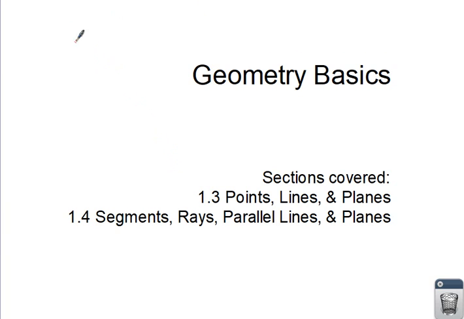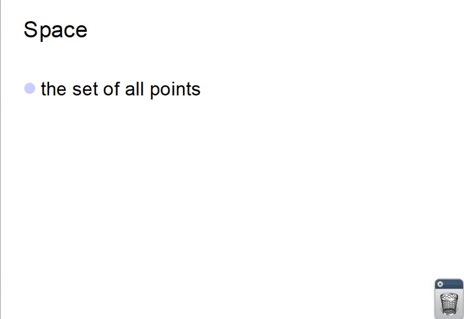All right, let's go ahead and get started. This is all the basic vocabulary that you're going to need to get through geometry. So the first word, space. This is the set of all points. So if you want to visualize this, it's like looking into outer space and all of the stars are all the points that are included in the space.